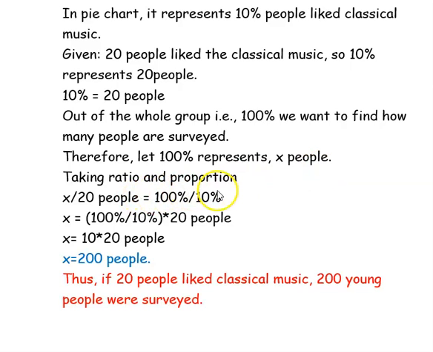Taking the ratio and proportion, we know that 100% means the whole group has X people. So X divided by 20 people equals 100% divided by 10%. So X is equal to 100% divided by 10% into 20 people. 100% divided by 10% becomes 10, into 20 people. So 10 into 20 is 200 people. Thus, if 20 people liked classical music, 200 young people were surveyed out of this group.